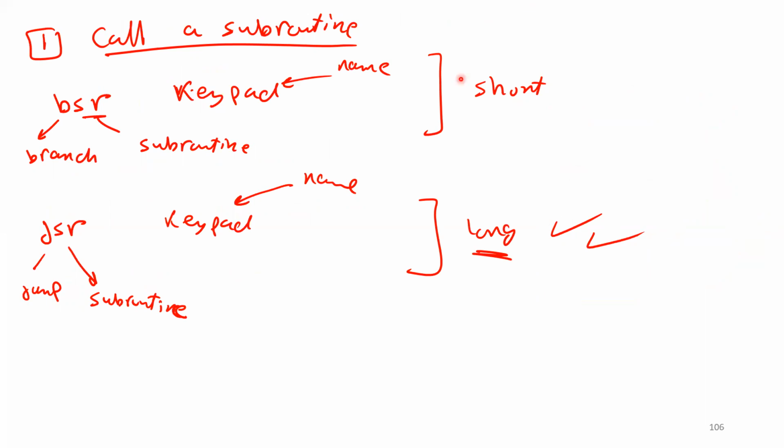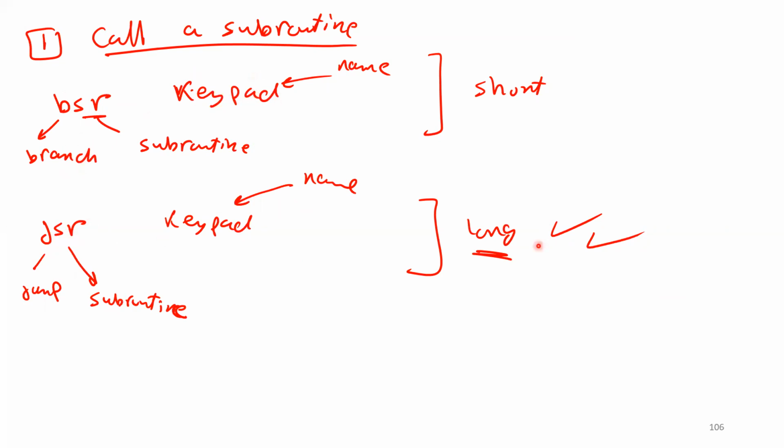Number one, how can you call a subroutine? In order to call a subroutine, guys, we have two instructions. We don't have an instruction called call. Call is not an instruction, guys. We have two instructions. The first instruction is BSR, branch subroutine, and then you put the name of the subroutine, which can be any name, like keypad, for example. Or you can say JSR, jump subroutine, and then you put the name here. So you can use this one or this one.